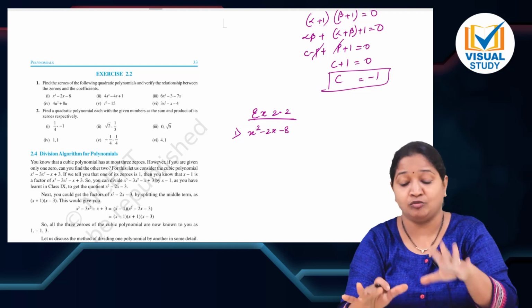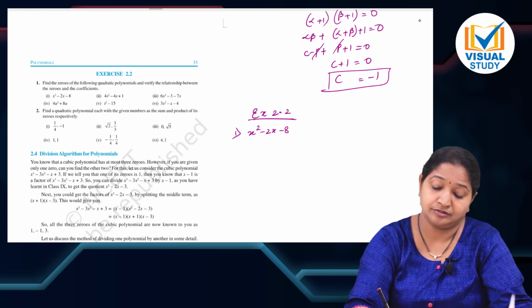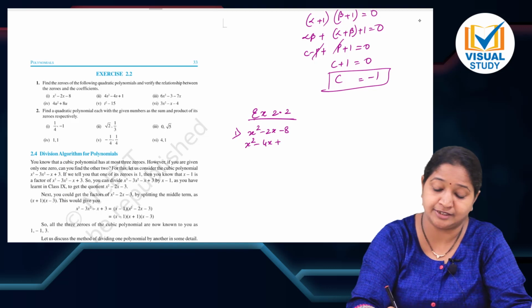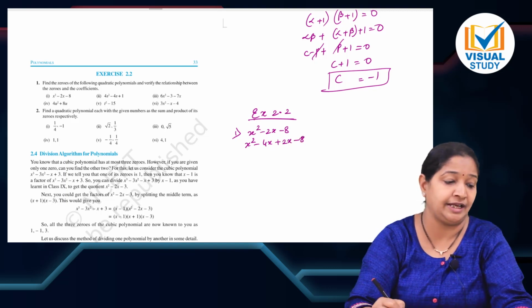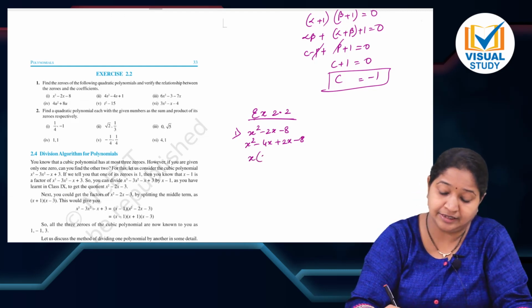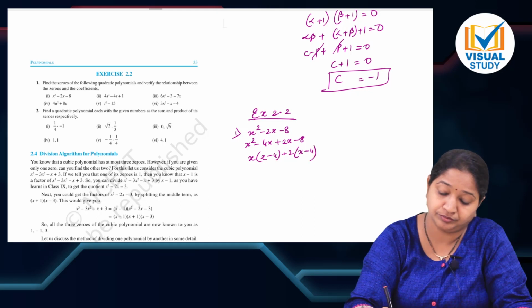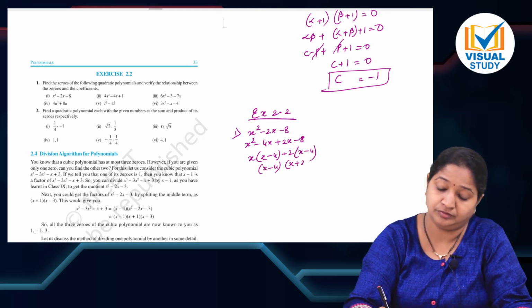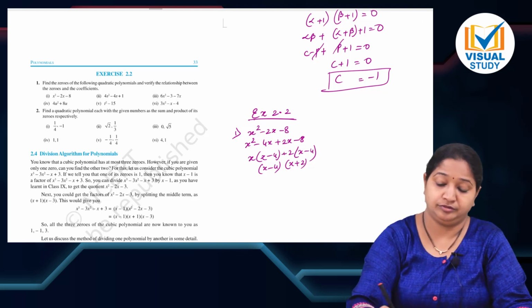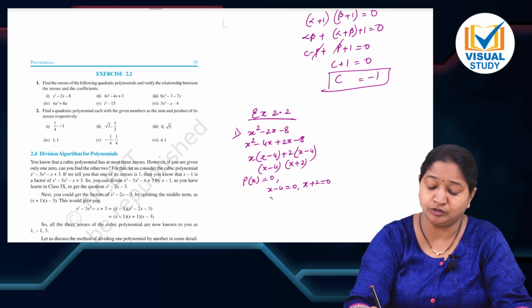First of all, here what we are going to do is we'll split up the middle term. 8, x square minus 4x plus 2x minus 8. So what are the zeros? When p of x equal to 0, that is x minus 4 equal to 0 and x plus 2 equal to 0, you get x equal to 4 and x equal to minus 2.